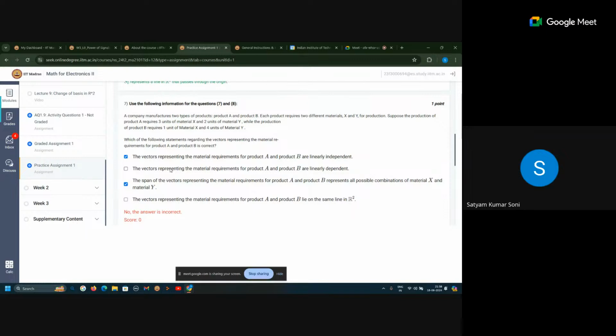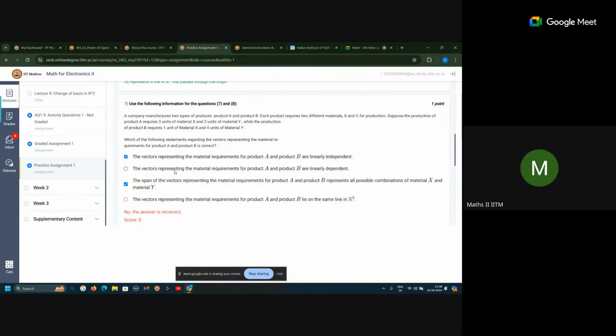Because sir, in the question it is saying A acquired 3 units of material X. That's why I'm taking the corresponding vector as 3 comma 2 only, right? Yes, 3x. So the vector is 3 comma 2, and the other vector is 1 comma 4 for B. B requires 1 unit of X and 4 units of Y. So the B vector is 1 comma 4, and the A vector is 3 comma 2.